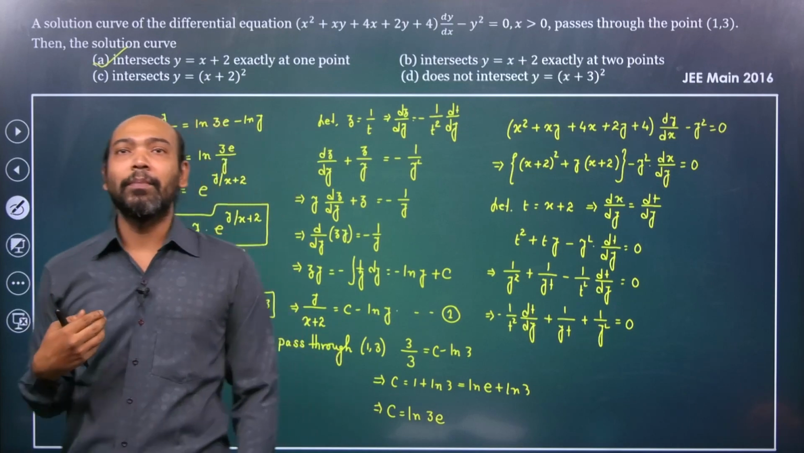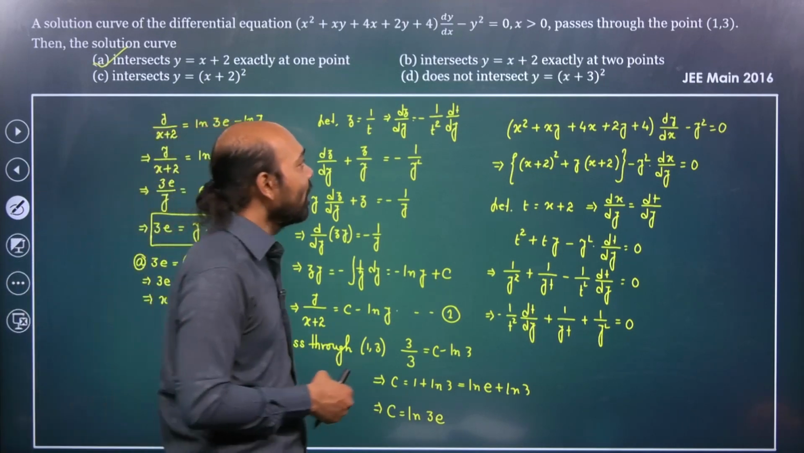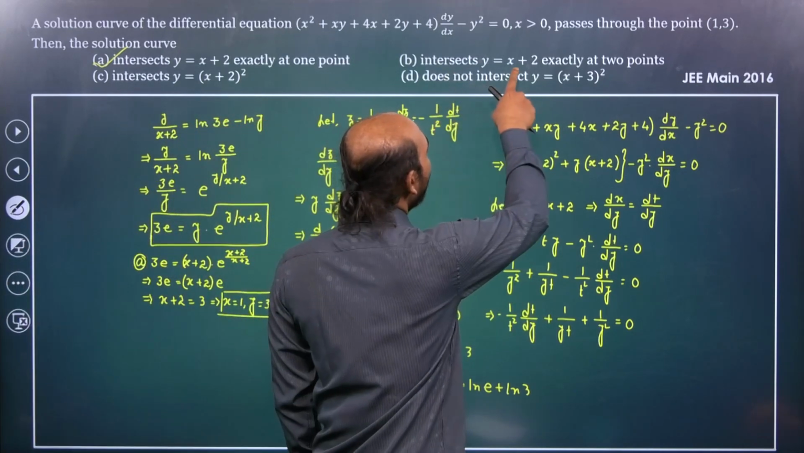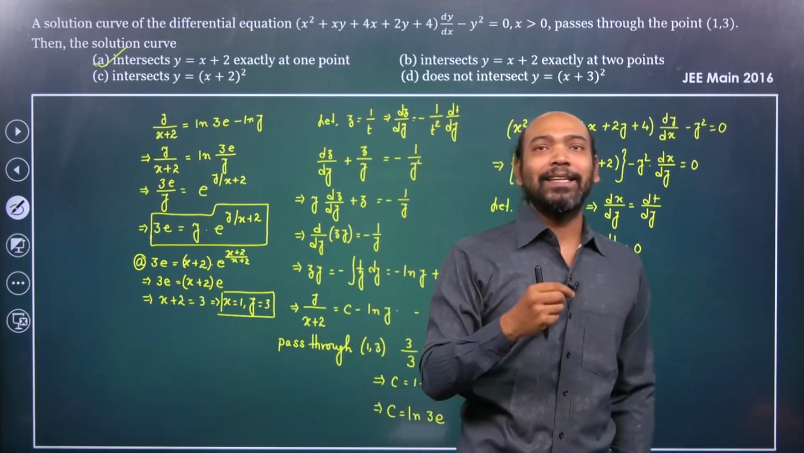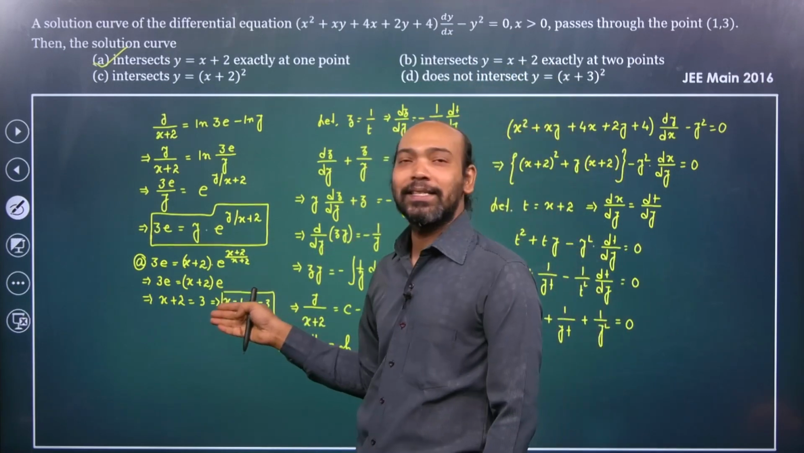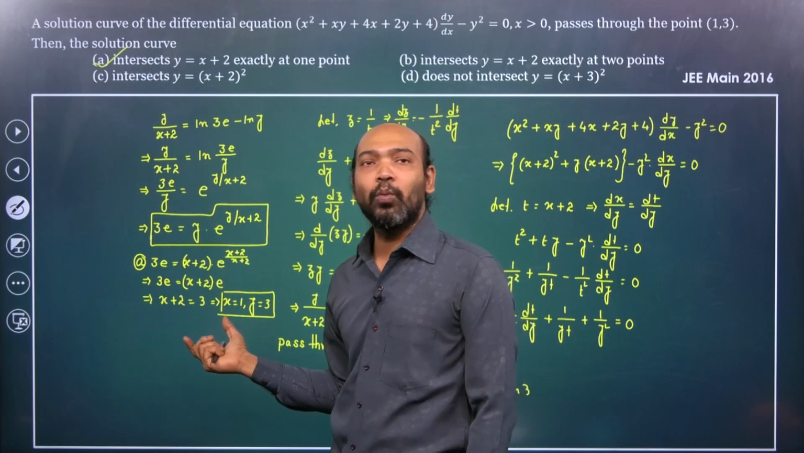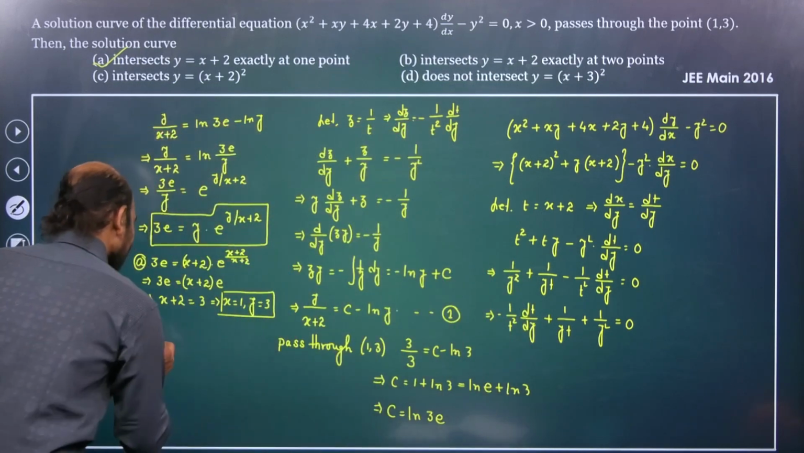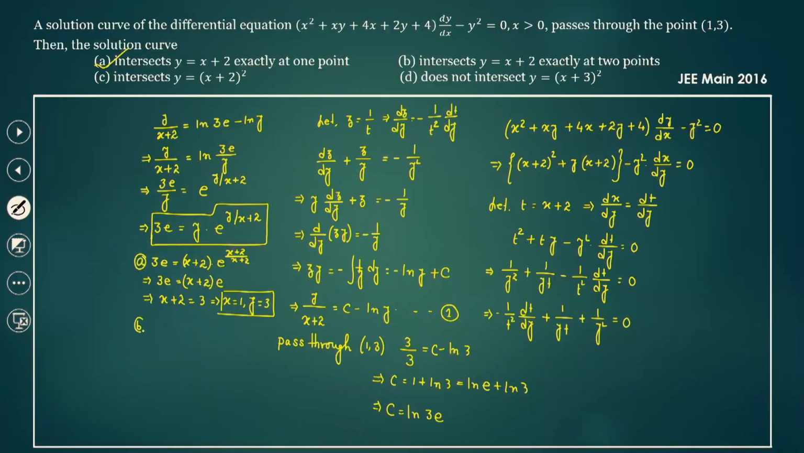Because there may be multiple correct options, right? Now see that it says it intersects y equal to x plus 2 at 2 points, right? So already we tested it, that it intersects at 1 point. So obviously option B is wrong, by virtue of A. That's it. So now we have the remaining 2 options.